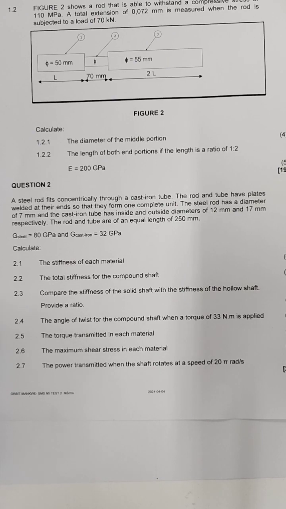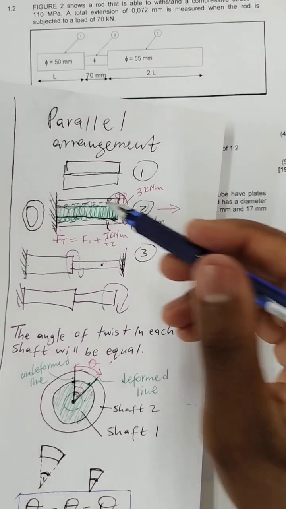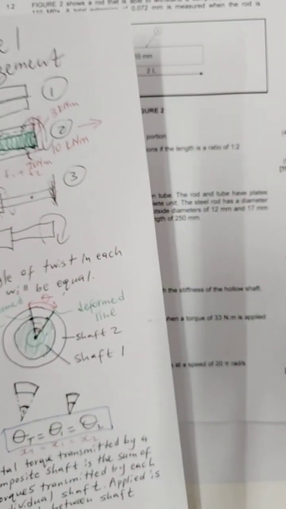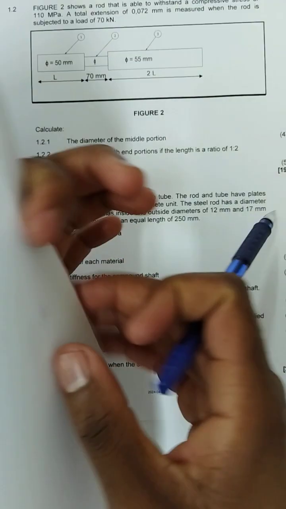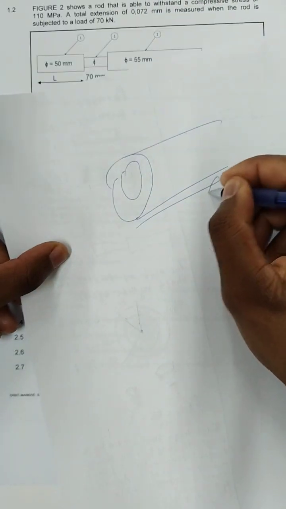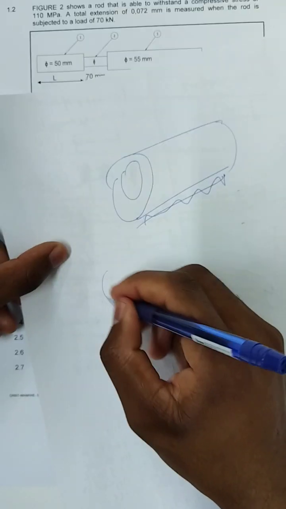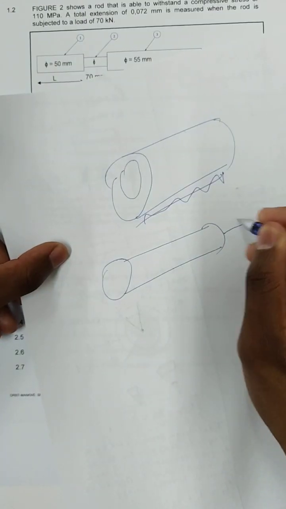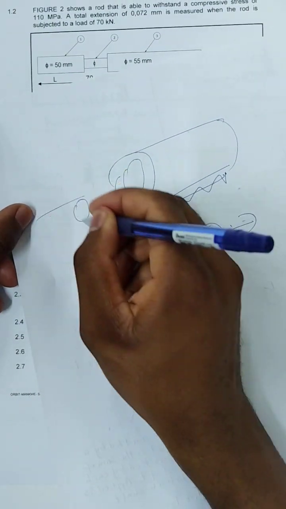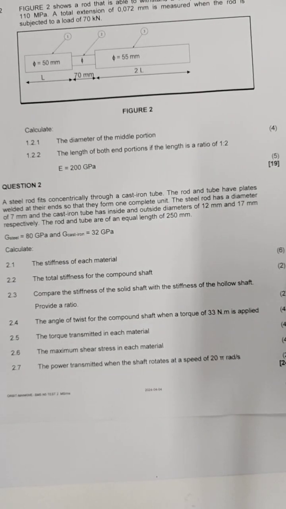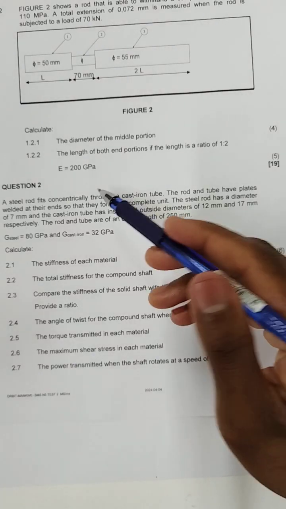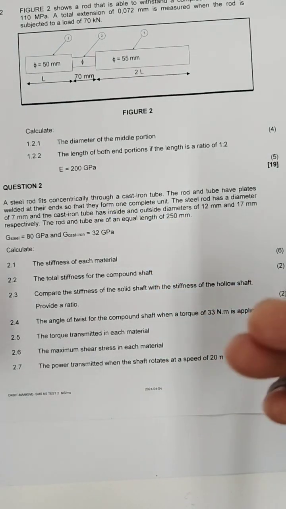A steel rod fits concentrically through a cast iron tube. So get this scenario. We are going to have a steel rod that is going to fit inside the tube. Your tube will be like this, and then we're going to feed a rod. A rod is something like this. Okay, let me draw it here. This is your rod. We're going to take that into that. It fits concentrically, so it has to go through.